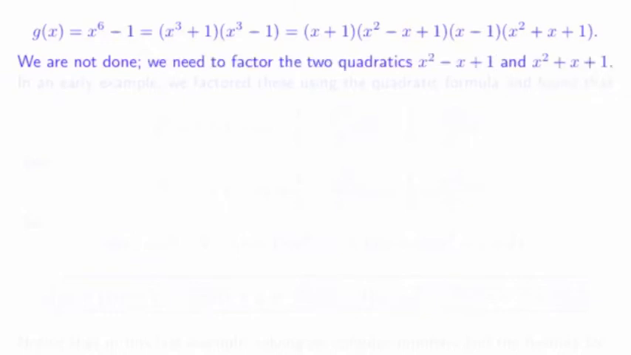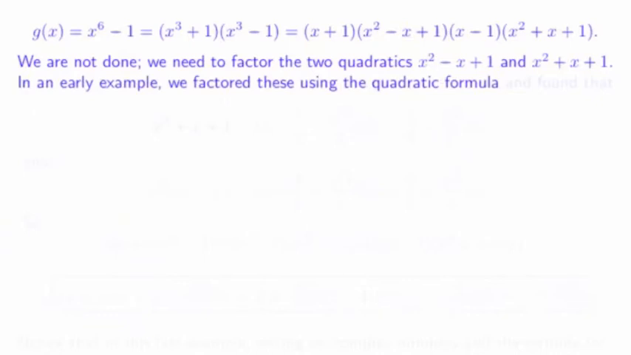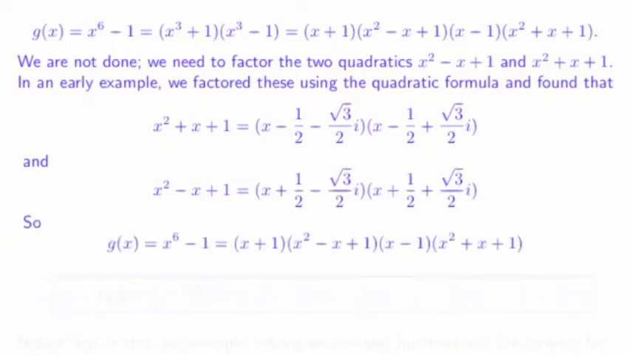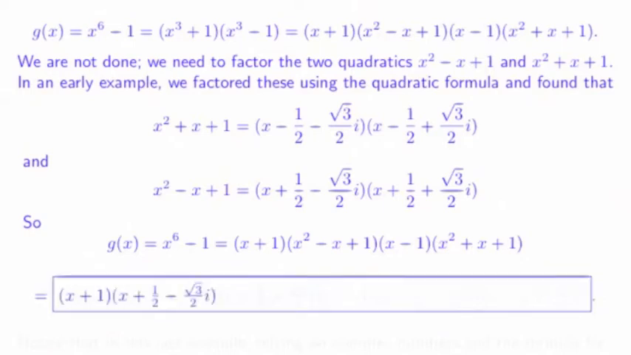So here's x to the 6 minus 1 at this point. We're not yet done. We need to factor those quadratics, x squared minus x plus 1 and x squared plus x plus 1. And in an earlier example, we factored these already using the quadratic formula. And we found that x squared plus x plus 1 is this, and x squared minus x plus 1 was that. So the whole thing, x to the 6 minus 1, factors into those 4 terms, but the quadratics factor themselves into linear pieces, and there are 6 linear factors of x to the 6 minus 1.